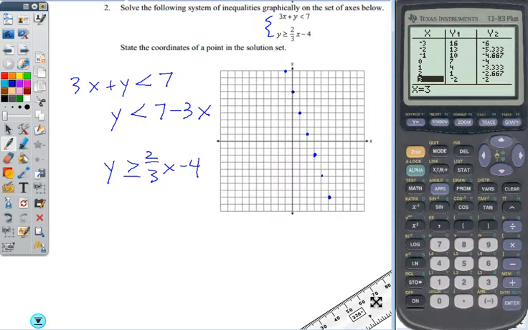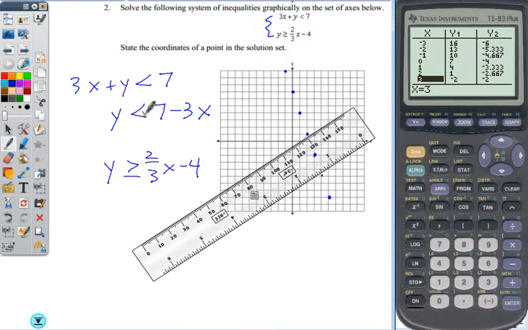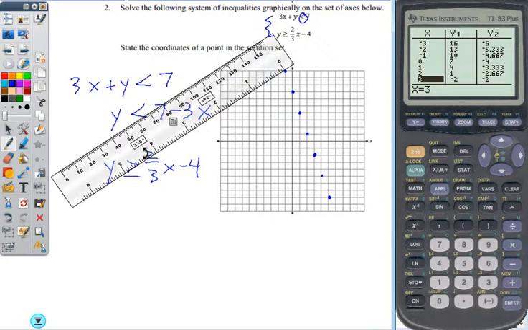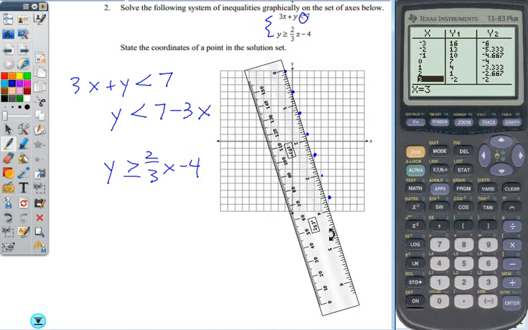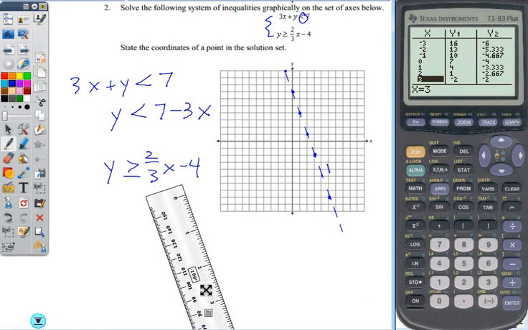I'm going to take my ruler. And since this symbol is a less than symbol, that means that my line is not part of my solution. So when I make my boundary line, I'm going to use a dashed line, not a solid line. Very important. You could lose a point if you don't do that. So here is my dashed line. Okay, and I like to extend my line beyond my graph. I'll erase that little mistake right there and put arrows on the ends.